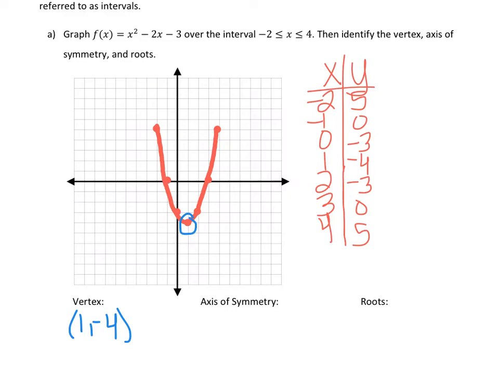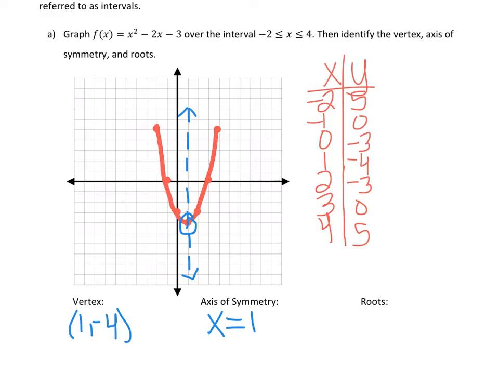The axis of symmetry goes through that turning point. Draw it with a dotted line, and that one does get arrows on it. We need the equation of that line. It cuts through the x-axis, and it's a vertical line, so it's definitely x equals. And it cuts through at the x value 1, so x equals 1.